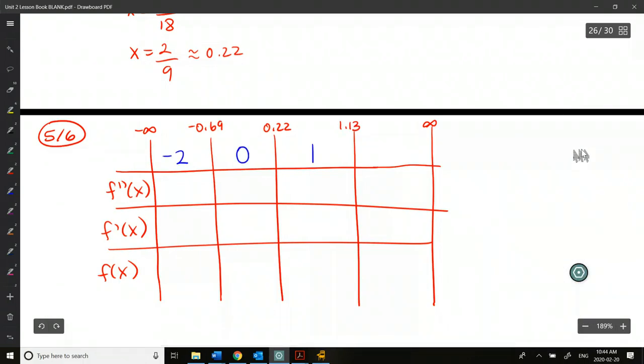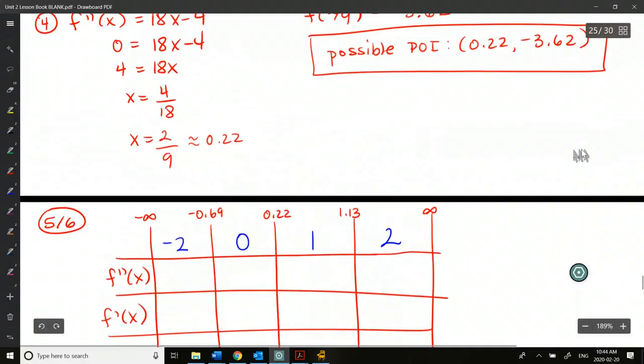And we're going to take a couple minutes and plug each of these into the second derivative so we can actually see it right here. That one shouldn't be too bad. So negative 2 in here is going to give us a negative. 0 in here will give us a negative. 1 in here will give us a positive. And 2 in here will give us a positive.